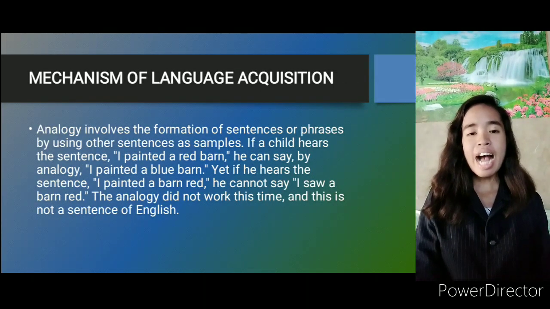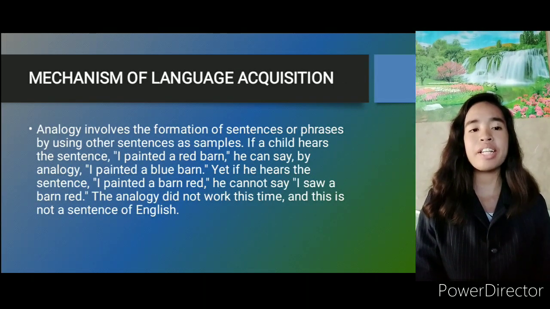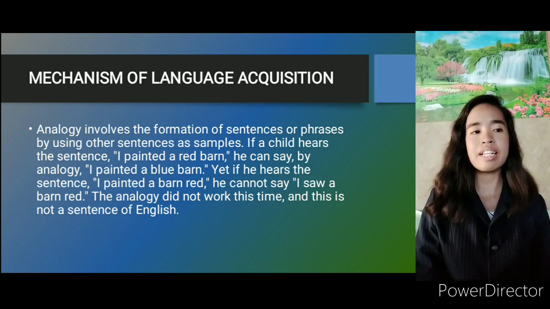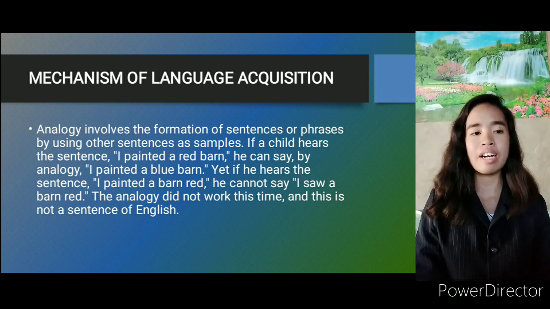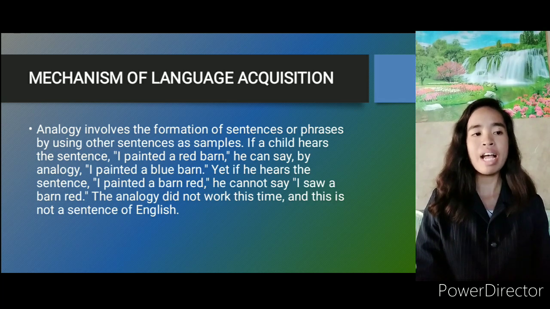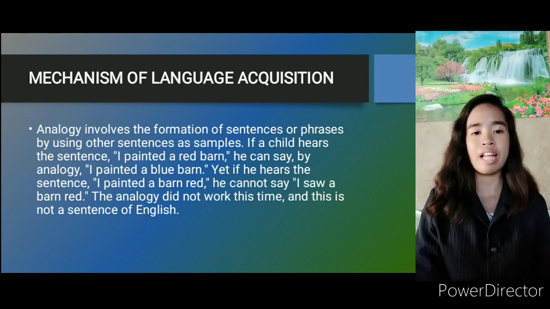Lastly, the analogy. Analogy involves the formation of sentences or phrases by using other sentences as samples. If a child hears the sentence, "I painted a red barn," he can say by analogy, "I painted a blue barn." Yet, if he hears the sentence, "I painted a barn red," he cannot say, "I saw a barn red." The analogy did not work this time, and this is not a sentence of English.